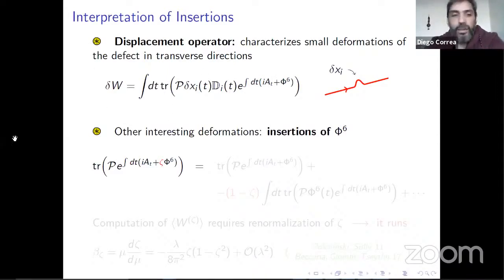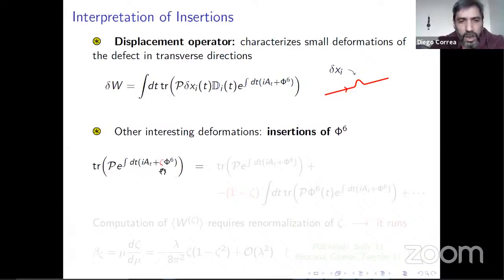But today, the point I want to make is that it is also interesting to consider other kinds of deformations, those that you can build out of the phi 6 scalar field you use in the definition of the Maldacena-Wilson line. Why? Because using this kind of insertion, you can build this other Wilson loop, which is also very interesting.